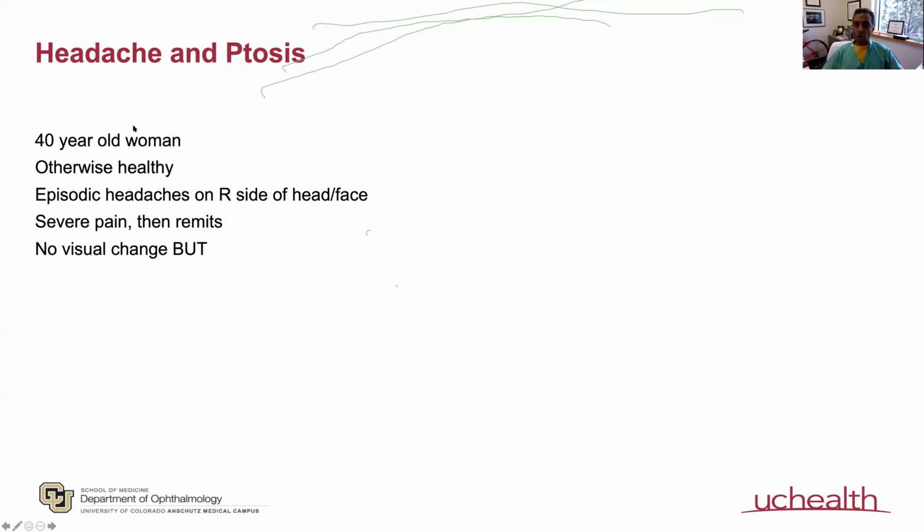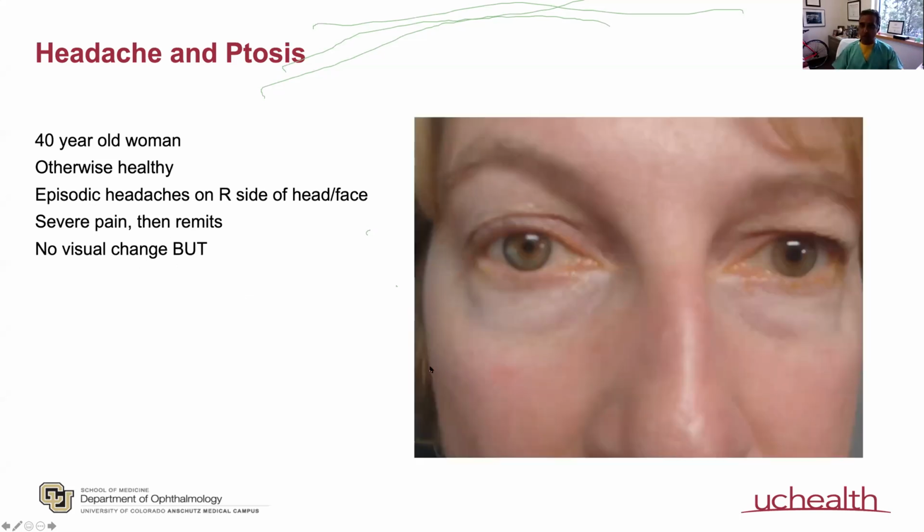We know that headache and ptosis is another condition where we need to pay more attention. So when a patient comes in to see you in your office and complains of new ptosis, in addition to headache, this is a 40-year-old woman who's otherwise healthy. She has episodic headaches on the right side of her head and face. She has severe pain that then remits. She has no visual change, but she has this picture here. So on the right side, where she gets these episodic headaches and this episodic severe pain, she has a smaller pupil than on the left. She has a small degree of ptosis compared to the left, and maybe a little bit of lower eyelid elevation, although it's not very obvious.